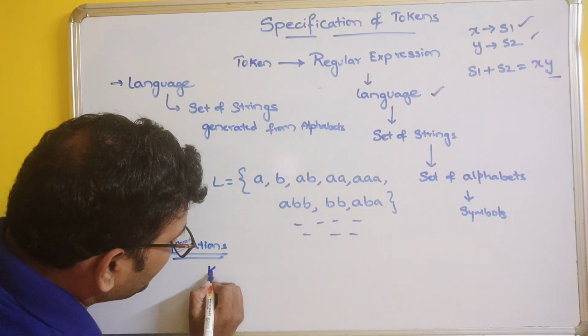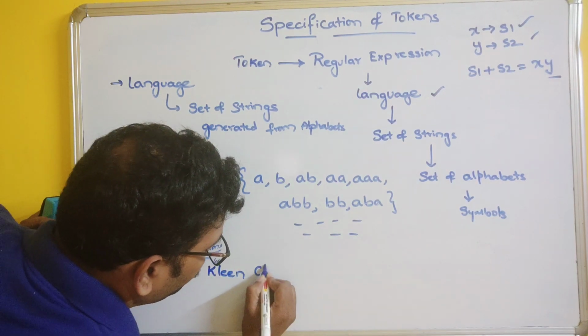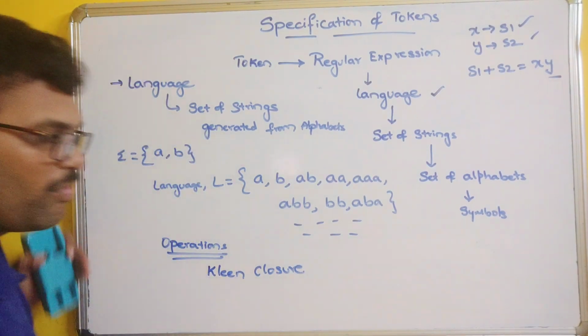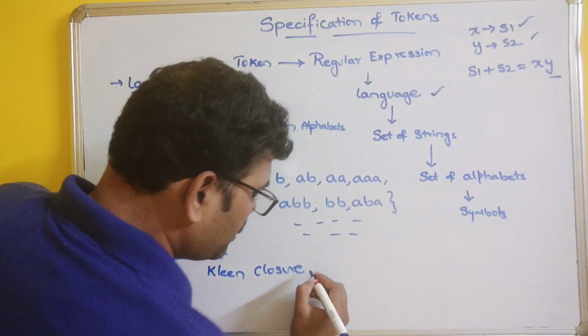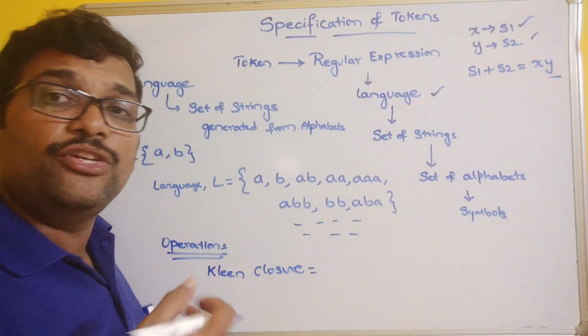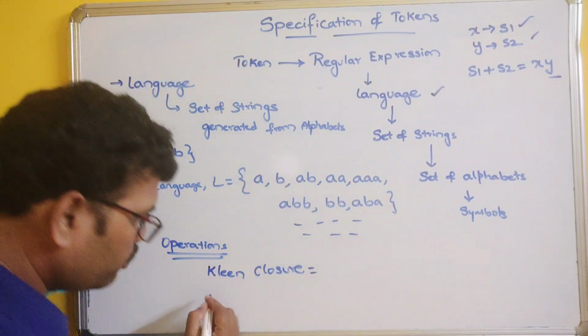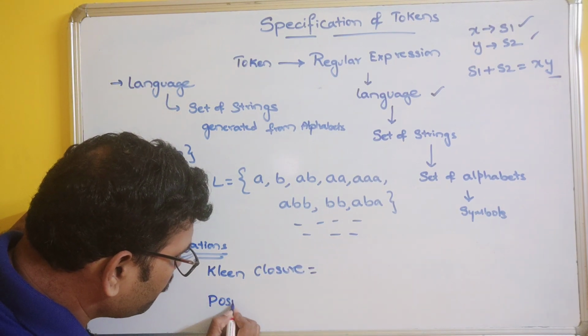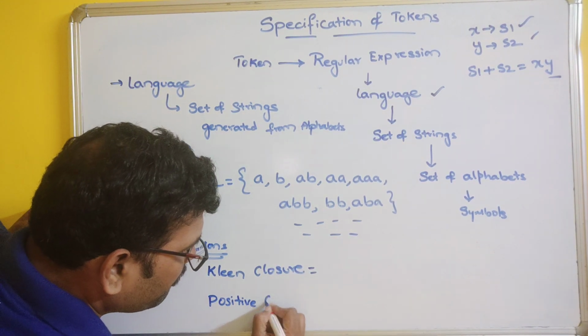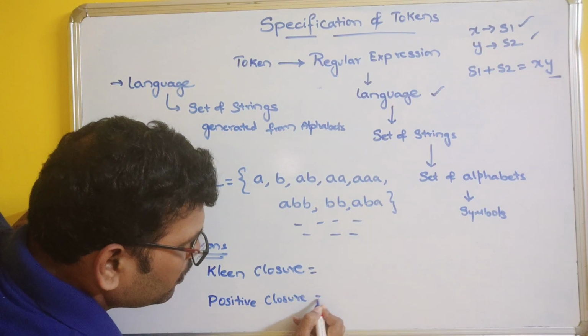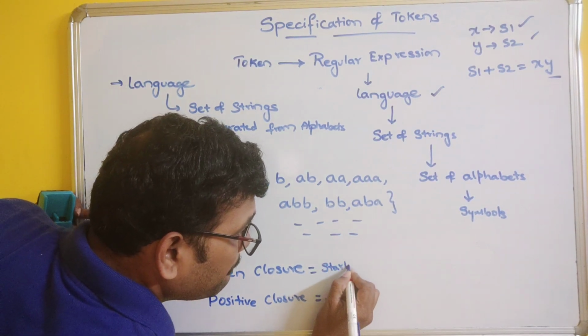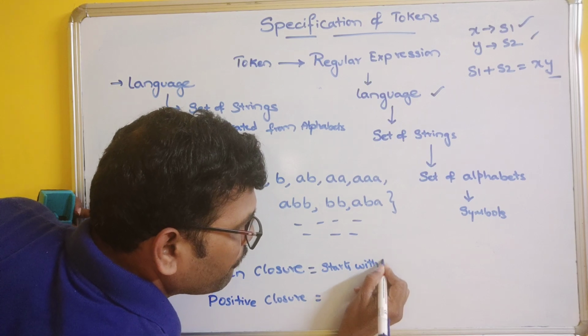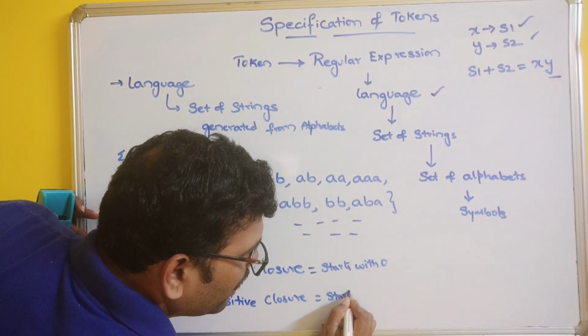So usually we call it a clean closure. Clean closure means it is represented from 0 onwards. There are two things: one is a clean closure, another one is a positive closure. One starts with 0 and the other starts with 1.